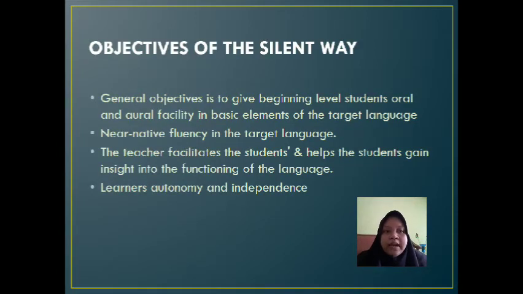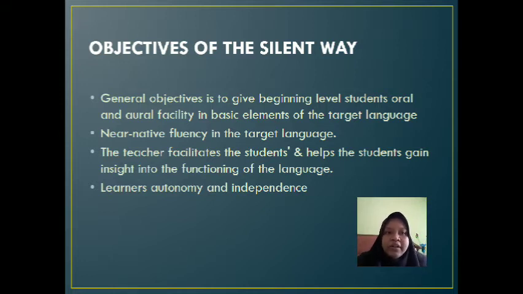The objectives of the Silent Way. The general objective is to give beginning level students oral and aural facility in basic elements of the target language, and near native fluency in the target language. The teacher facilitates the students and helps them gain insight into the functioning of the language. Learners gain autonomy and independence, and should be able to correctly and easily answer questions about themselves, speak with a good accent, and perform adequately in areas like speaking, grammar, reading comprehension, and writing.